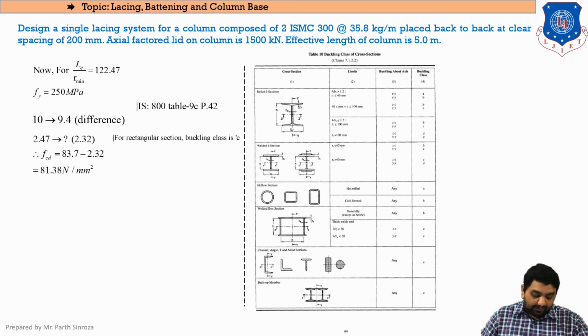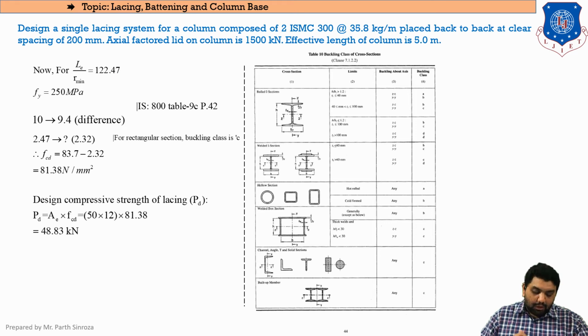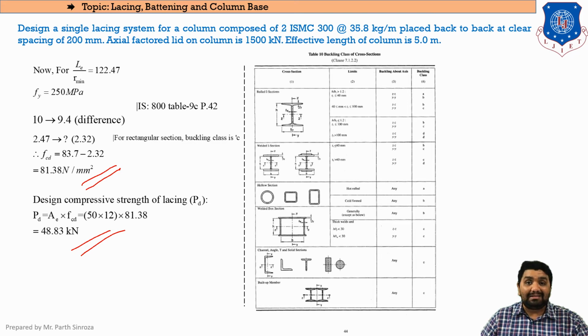So now we'll be getting the value of fcd for this term, that is KL by r comes out to be 122.47. From table number 9C we'll be calculating the value of fcd, that comes out to be 81.38, and we will then be calculating the value of Pd. This is not the total load, this is the load resisted by the lacing systems or the lace bars. Clear? So the compressive strength of lacing comes out to be 48.38 kN. Now the first half of the sum is completed.